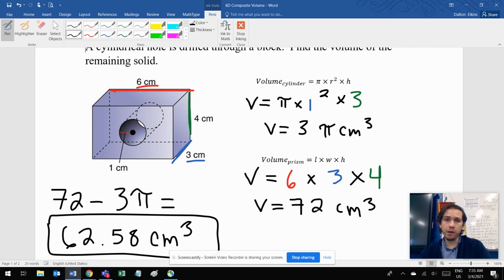So now you've seen 2 ways to do composites. You can either combine shapes, or you can remove shapes out of already existing 3D solids and create a whole new shape, a whole new volume. It is totally something that happens all the time, especially if you're doing anything in construction or carpentry or architecture. It is a very, very common thing.